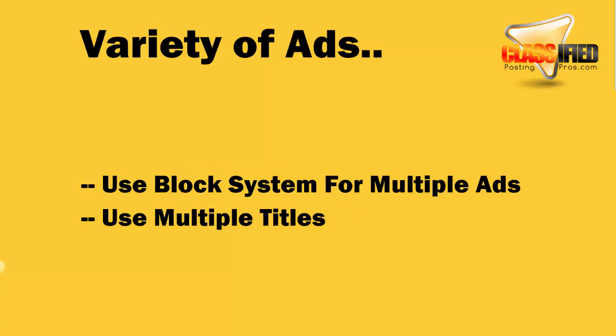Now, again, I'm just going to summarize this real quick. Variety of ads. Use my block system for creating multiple ads, and then use multiple titles to turn those multiple ads into a ton of different ads, okay? And it's real easy to do. I've shown you the system that I use, how I do it, and how we get results from that. It's basically tons of blocks, tons of titles, mix and match.